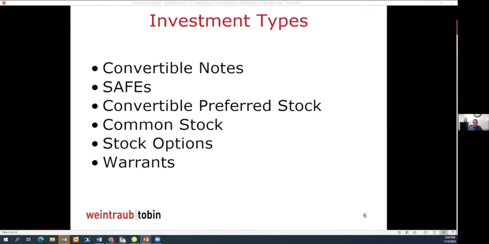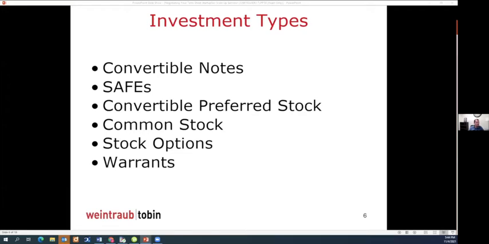This is pretty similar to a safe, which I'm presuming most of you have heard of. That's a simple agreement for future equity. We work so much with these acronyms that I sometimes forget what they stand for. The safe concept basically simplifies a convertible note and says, you're just giving me money now, and there's no interest rate, there's no debt instrument. This is really just a cash payment for future equity. So it simplifies that process. And again, that'll typically convert with the next financing round.